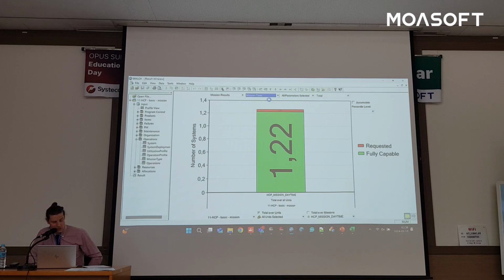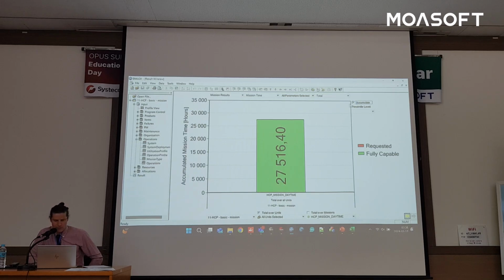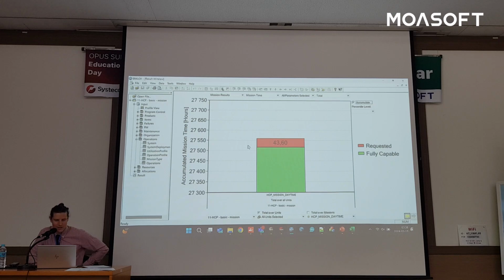But if we start looking at the mission time, we can accumulate, which means that we sum up over the entire period, the entire 5 years. So here we have the total value. It seems that it's really small up here, but there are some hours that we actually don't manage to do, but it's not so many. Out of the 27,550 hours, we produce everything but 43.6. So that's kind of high mission success, right?